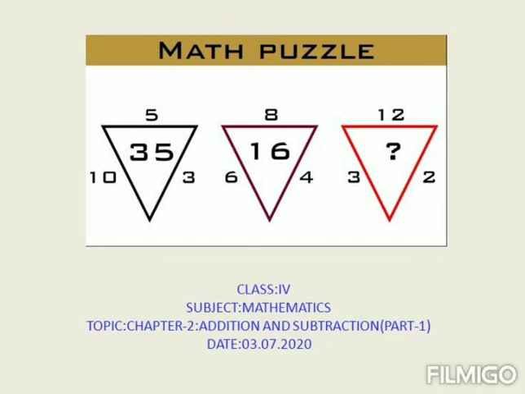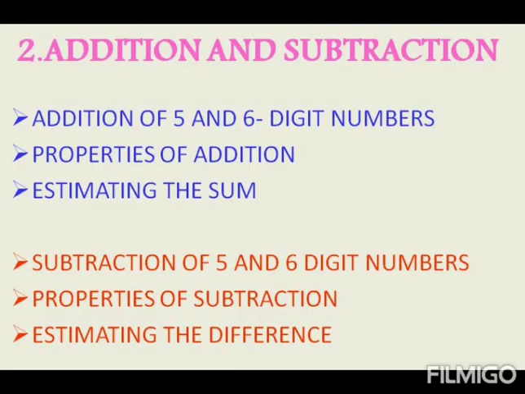Shall we start it? Yes. Children, in this session, we are going to start our second chapter, addition and subtraction. In this chapter, we are going to learn about addition and subtraction of 5 and 6-digit numbers and properties of addition and subtraction and estimating the sum and the difference. First we are going to learn about addition. Then after completing addition, we'll go to the subtraction.